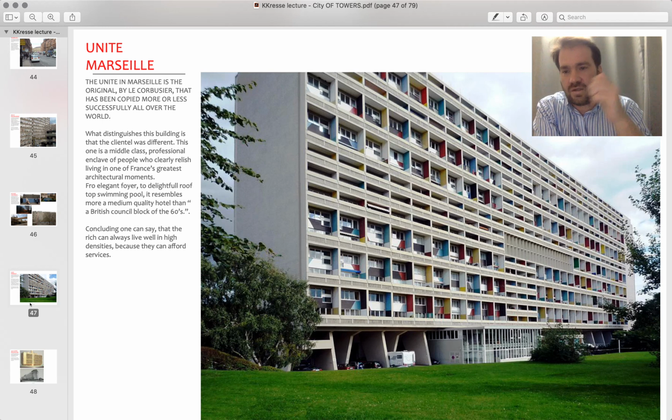So here the clientele was different. This was housing for the middle class, not the working and the lower class, but middle class. So people are more wealthy. That means there's more money for maintenance and also for services, and things are just kept in shape and better.